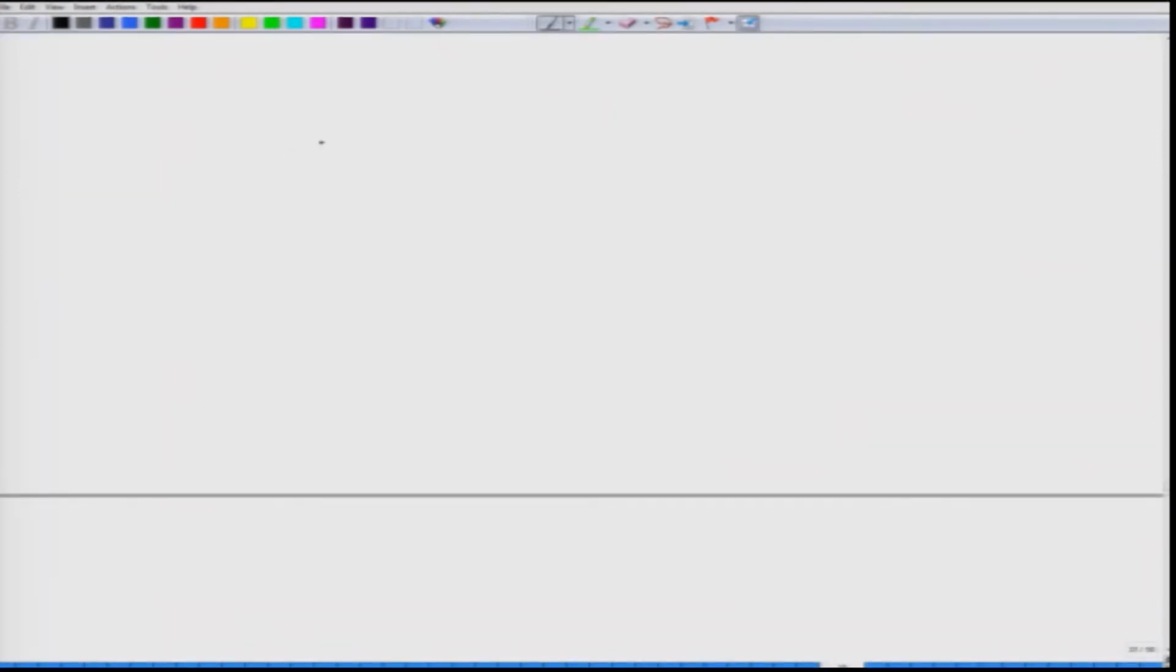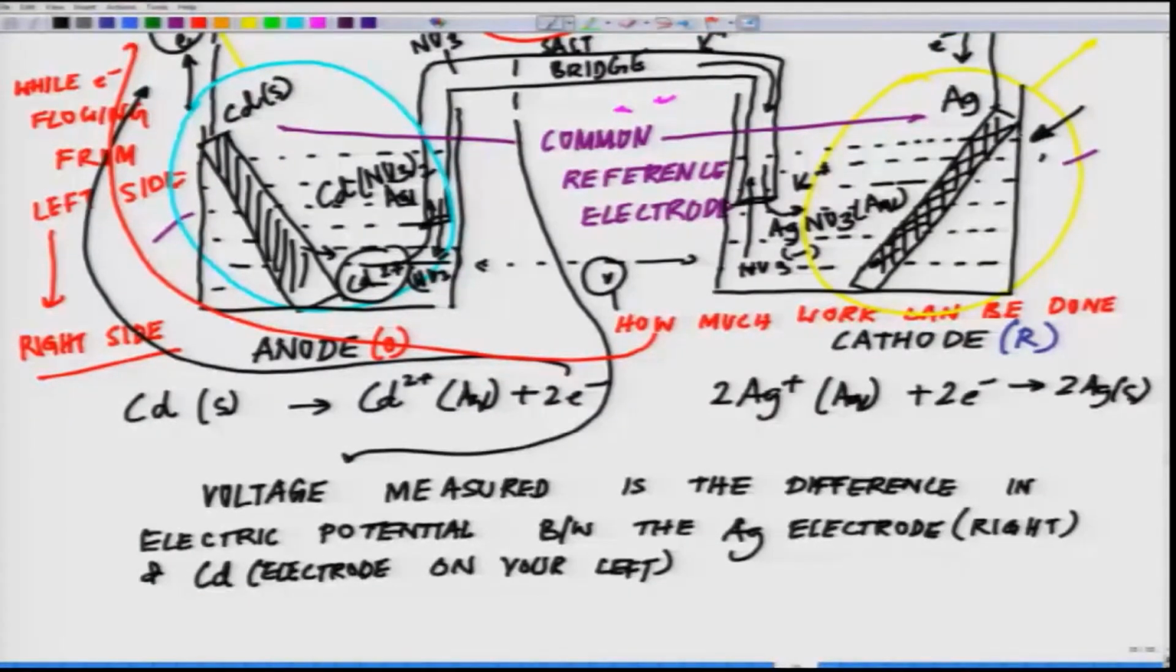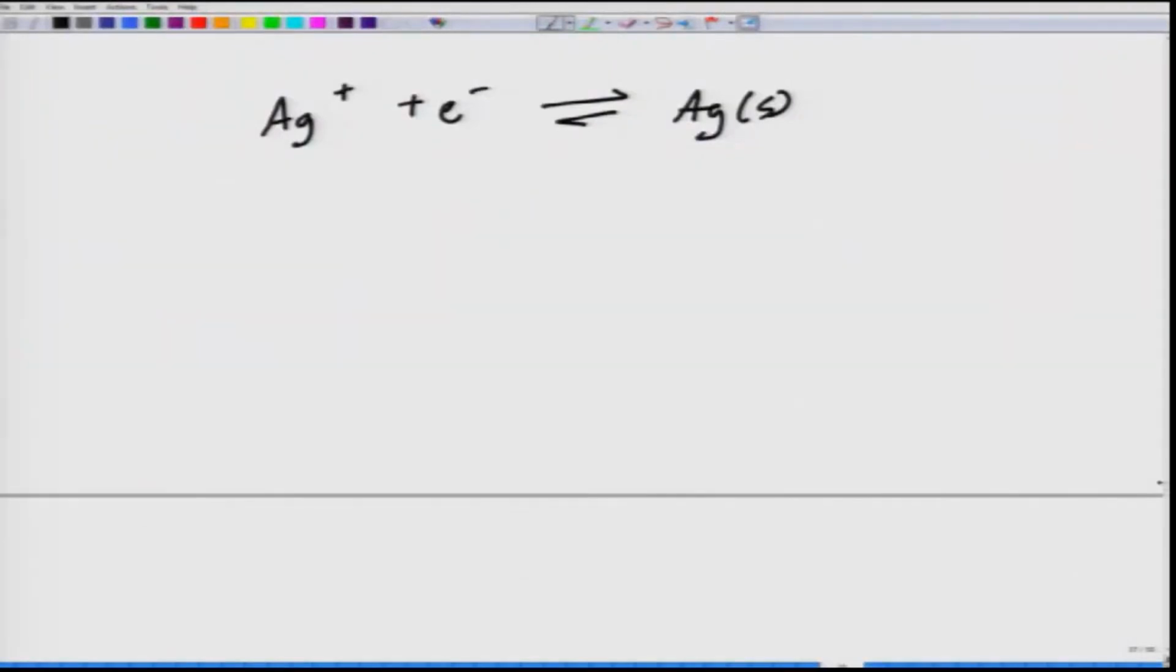The half reaction of interest at this point is silver ion plus electron gives silver solid. So, essentially we are talking about this side. We are dealing with this half reaction first. The half reaction of interest occurs in the half cell at the right, so let us define where it is happening.